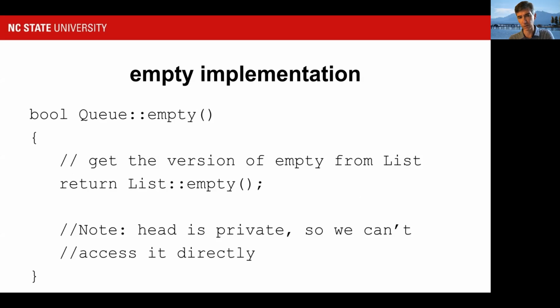Now the reason I have to put the list : here is that queue also has an empty. And so if I just wrote return empty, I would actually be calling itself recursively. And so to avoid that endless recursive call, I need to specify that I don't want the empty in queue. I want the empty that I inherited from list. And so we just specify the base class name, list : in front of the function to say, I want the member function from my base class, not the member function in this class.